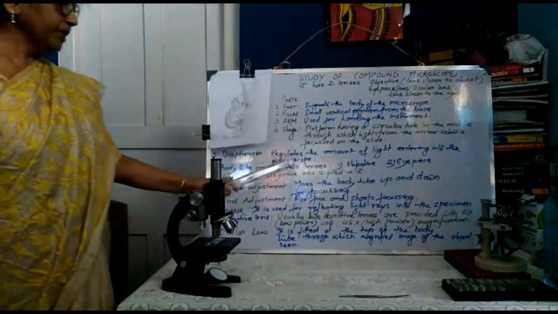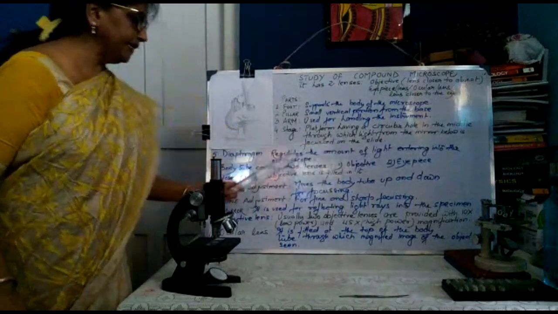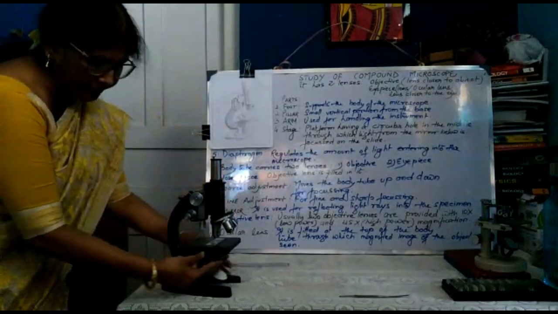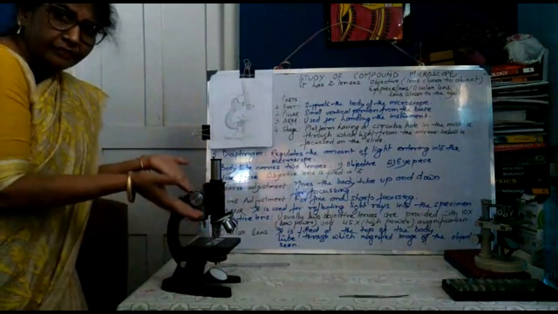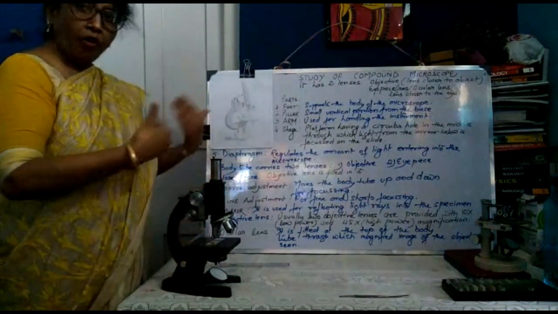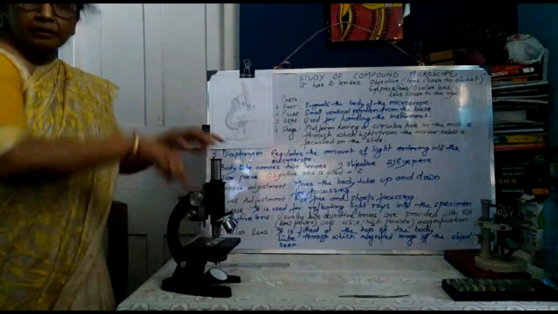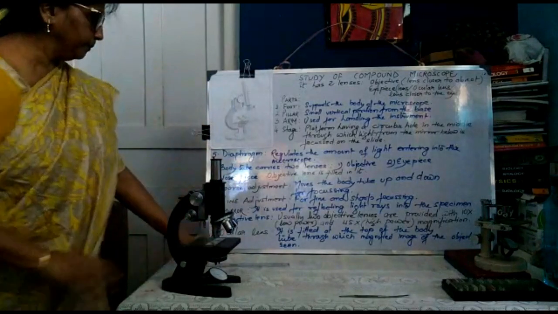Now, the diaphragm regulates the amount of light entering into the microscope. There is one diaphragm here, which we can adjust like this to control how much light will enter into the object through this hole in the stage.